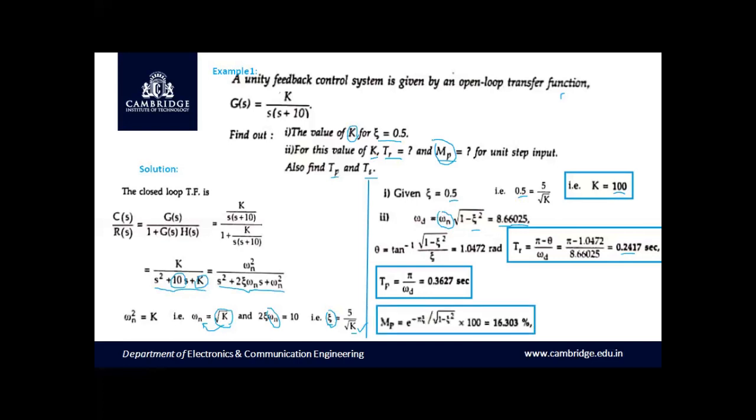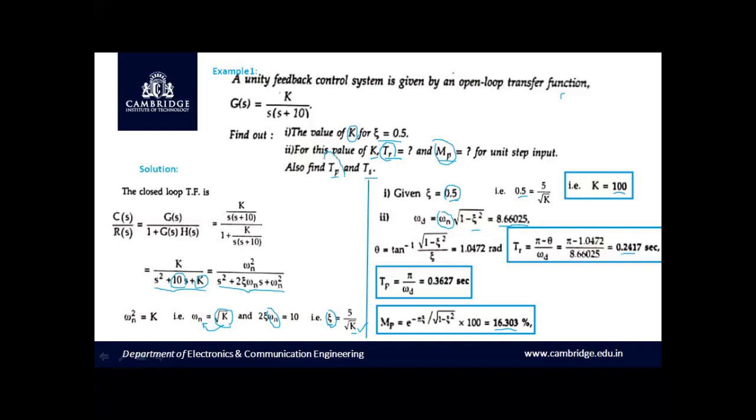Next step is to obtain the value of maximum peak overshoot, which is given by e to the power of minus pi zeta divided by square root of 1 minus zeta square, into 100. Zeta is known to you, 0.5. So I can substitute for zeta here in this expression and find the maximum peak overshoot. After simplification, I get that as 16.303%.